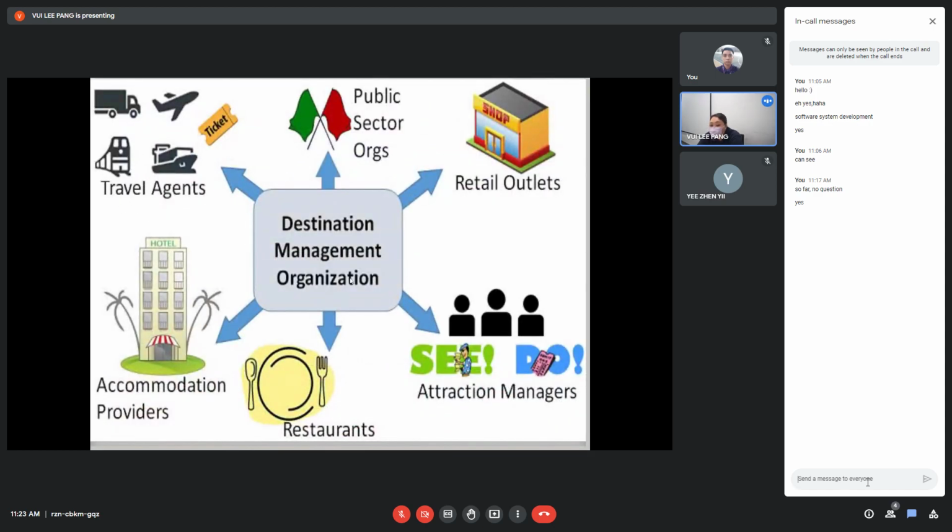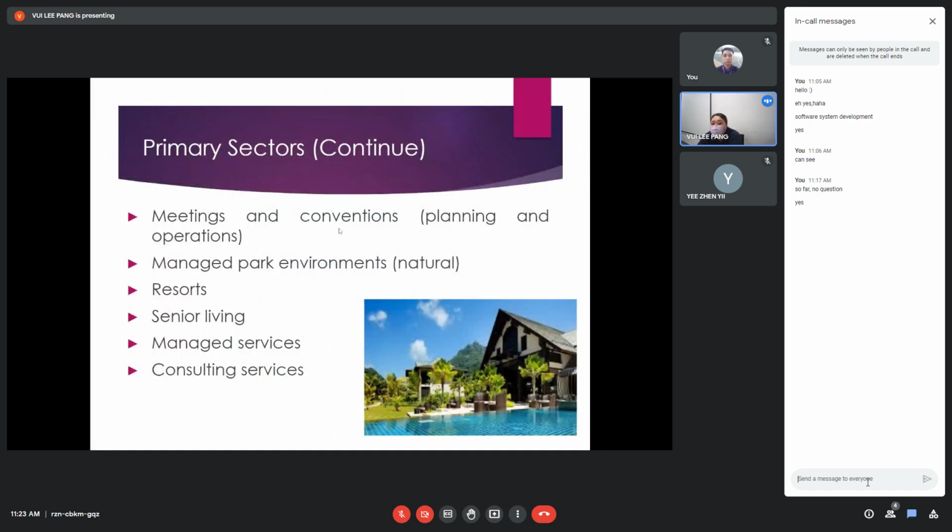the travel agent, destination management organizations include travel agents, the public sectors, the retail outlets, the accommodation providers, and restaurant providers. And then what else? Meetings and conventions, for example the convention center. Now in KK, we do have our own convention center, which is SICC. Also included are managed park environments, those natural attractions, and then resorts, senior living, managed services, or consulting services. So these are those primary hospitality sectors.